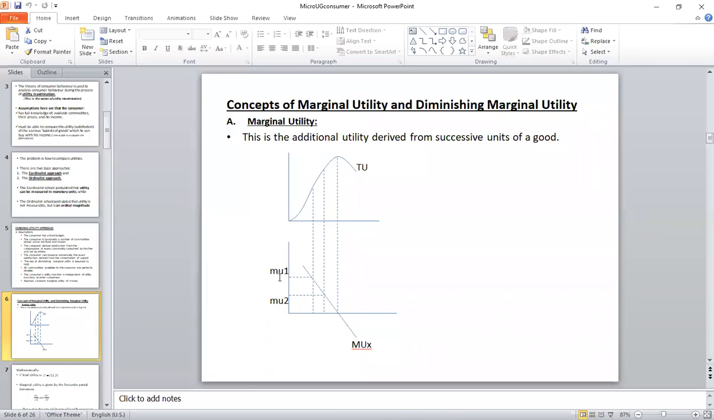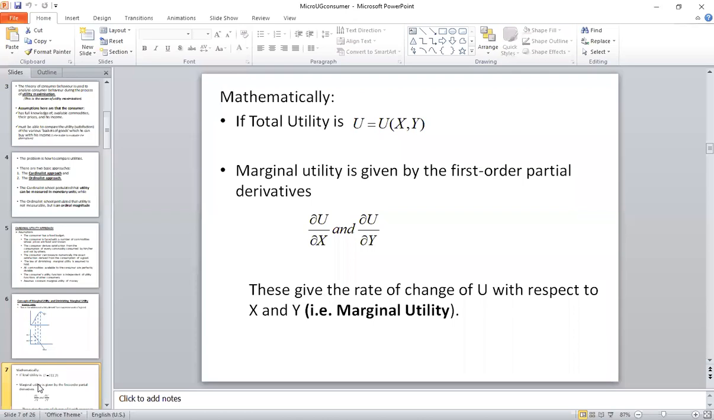For the first unit, you have marginal utility 1. When you consume the second unit, the total utility increases, but the additional utility you derive from it is lowered. So that's why when you have just started consuming a commodity, you feel more satisfaction than when you have a lot of it. So marginal utility is the additional utility derived from successive units of a commodity. Let's look at it mathematically. We have the total utility.